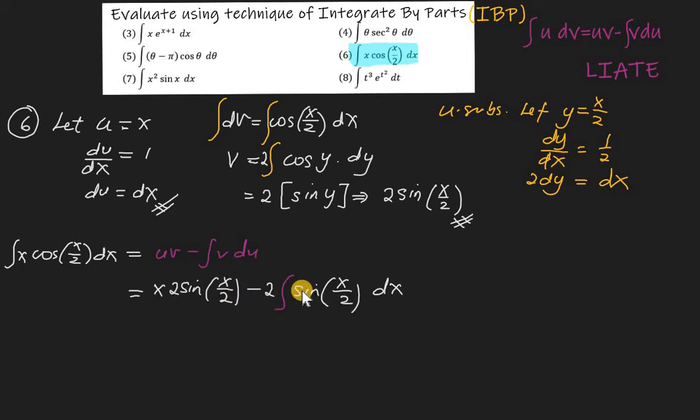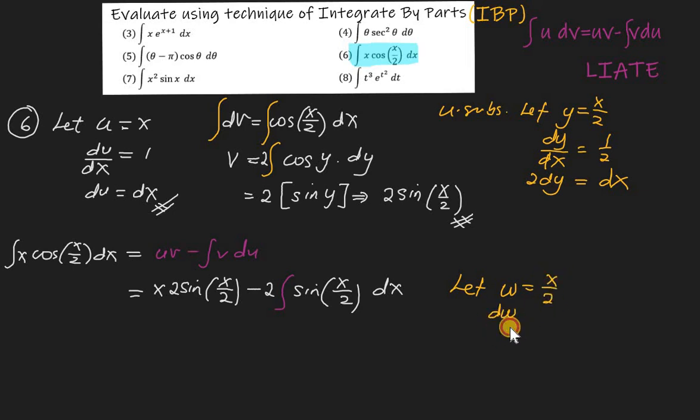As we substitute the values, the 2 is a constant, so we put it outside. We still have this integral of sine x over 2 that we cannot straight away read from our formula list. We need to simplify this variable. Let's not use y because we have used y. Let's not use u because we have used u. What other variable should we choose? Let's say we choose w.